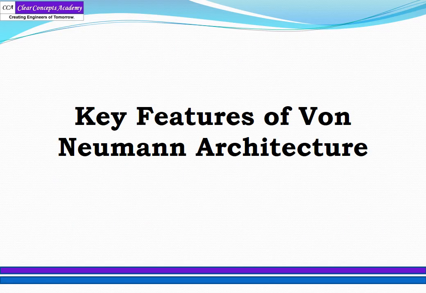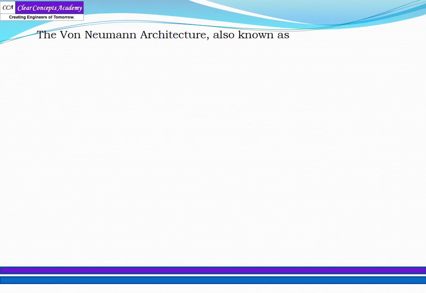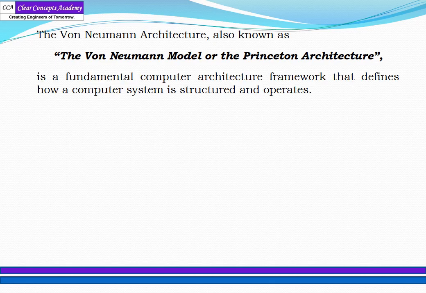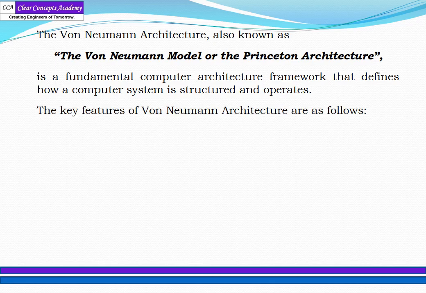Key features of von Neumann architecture. The von Neumann architecture, also known as the von Neumann model or Princeton architecture, is a fundamental computer architecture framework that defines how a computer system is structured and operates. The key features of von Neumann architecture are as follows.